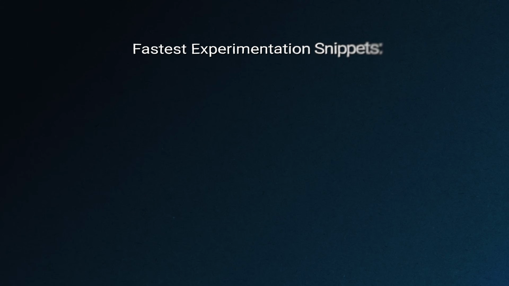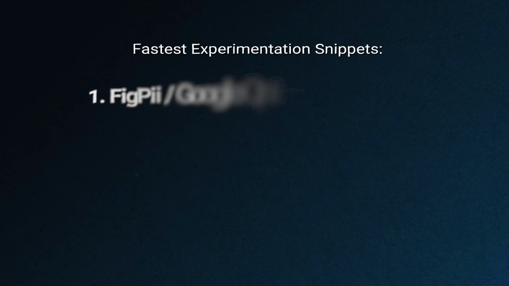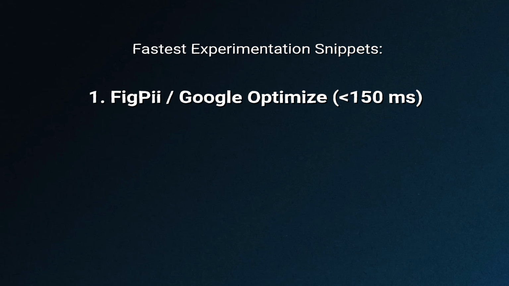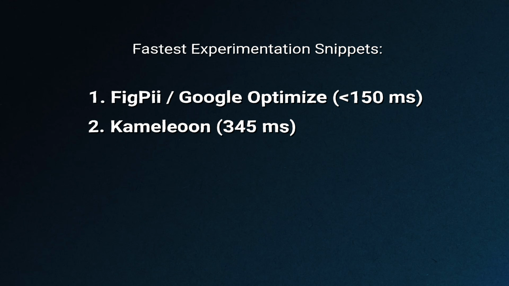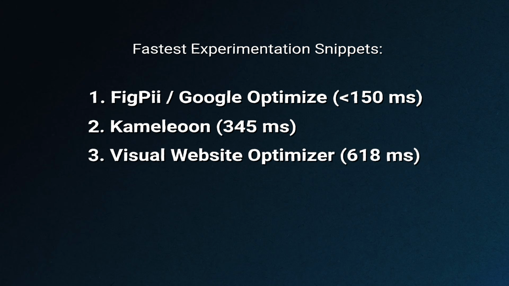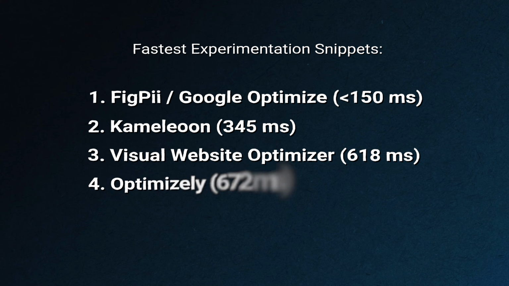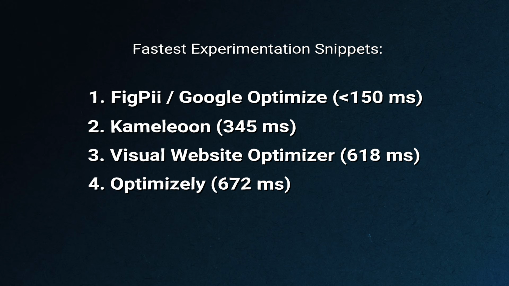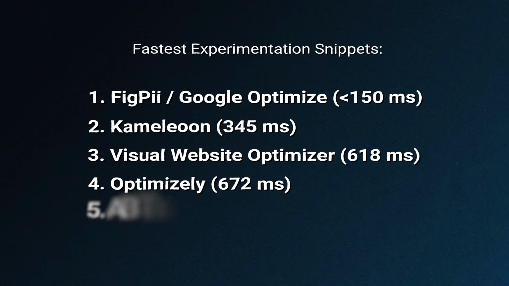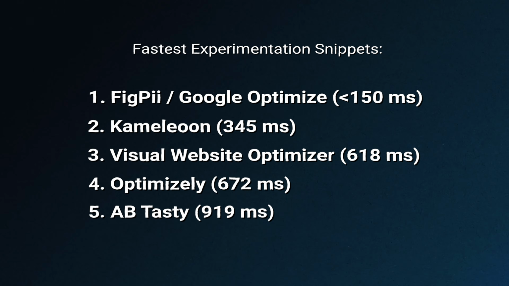Here are the fastest experimentation snippets. Number one, FigPii and Google Optimize take less than 150 milliseconds to load. Number two, Kameleoon takes 345 milliseconds. Number three, VWO takes around 618 milliseconds. Optimizely takes 672 milliseconds. And number five, ABTesting takes close to 1 second, actually 919 milliseconds.